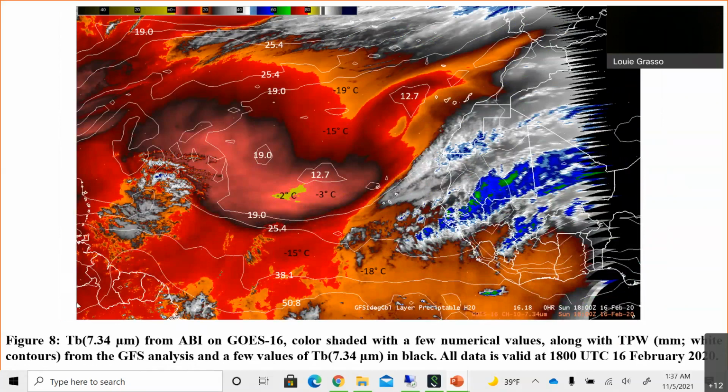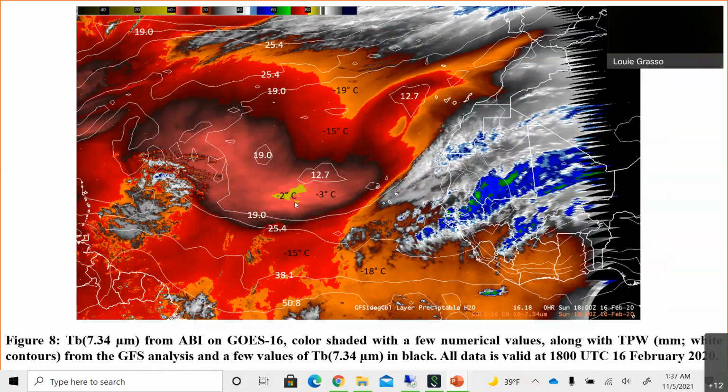Here is ABI brightness temperatures at 7.34, the low-level water vapor. And the key takeaway here is the brightness temperatures are -2 Celsius, and they decrease about 17 down to -19 Celsius, moving off to the northeast. Similarly, moving off to the southeast, we have about a 16°C drop.